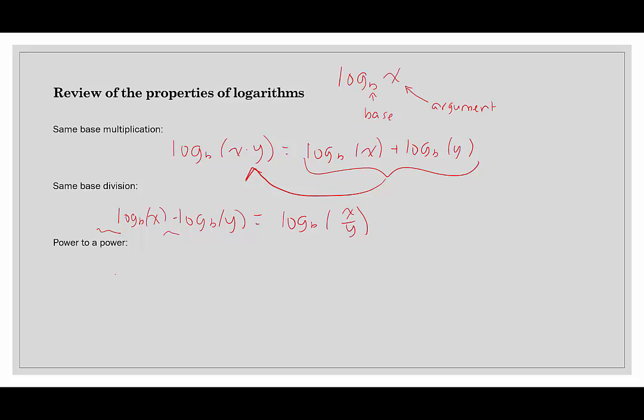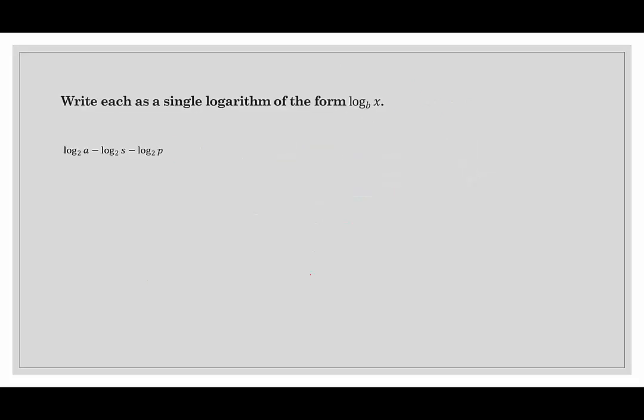And then lastly, power to a power. The way that we're going to see this is if we have y times log base b of x, we're going to rewrite it as log base b of x to the y. It becomes the power of the argument. Let's look at some examples.